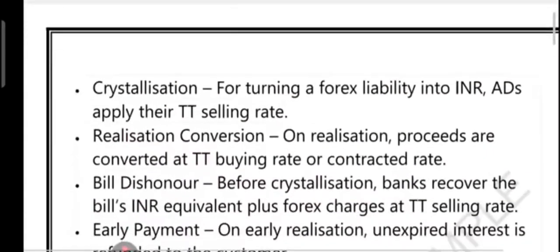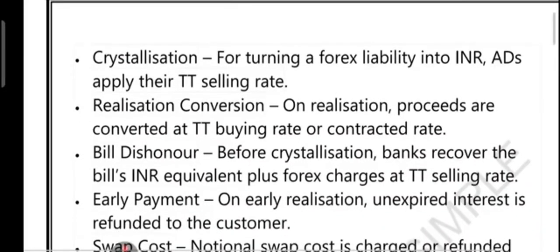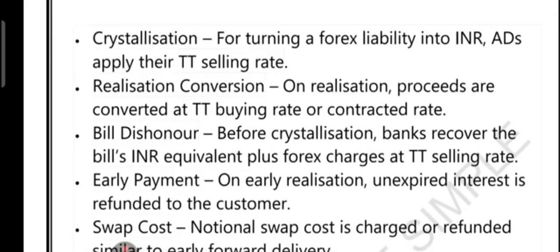Now if a forex liability needs to be converted into Indian rupees, the bank will use the TT selling rate. This process is called crystallization. So suppose there is a forex liability which needs to be converted to Indian rupees, the bank will use something called the TT selling rate. This process is called crystallization.